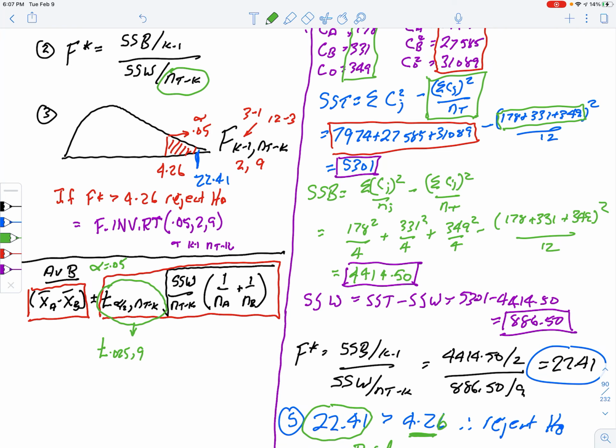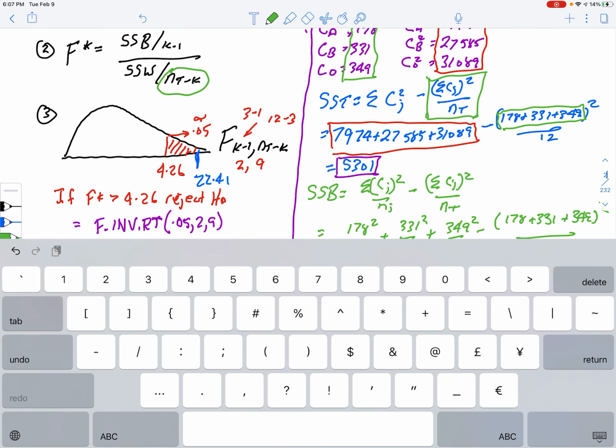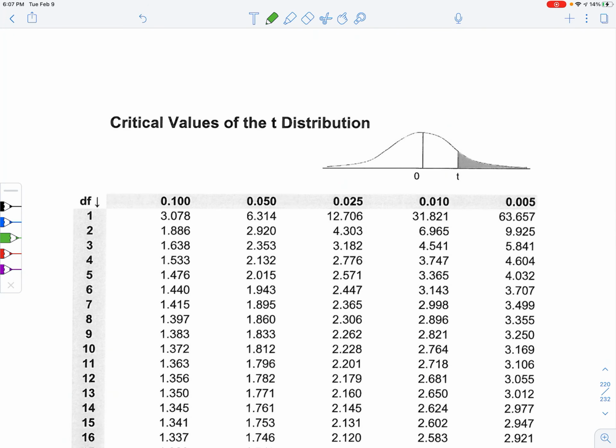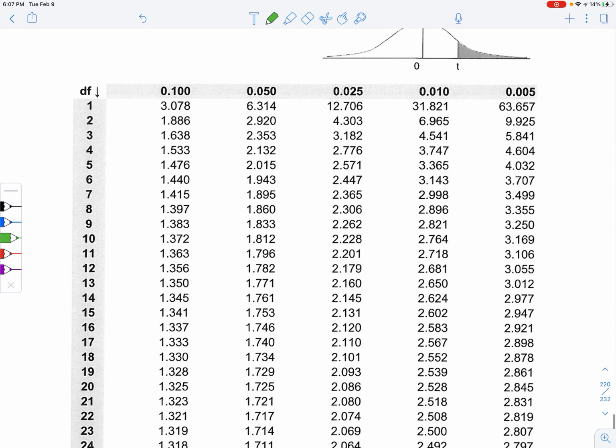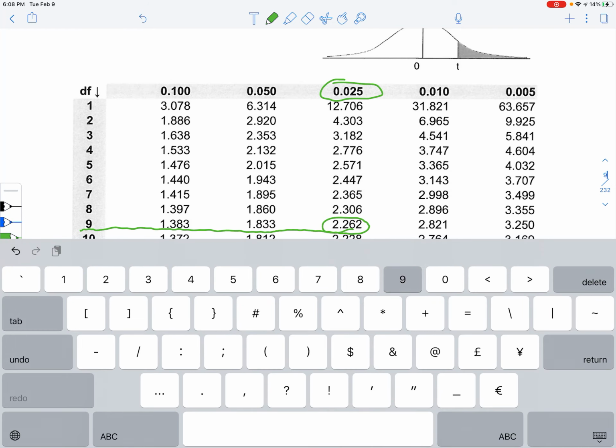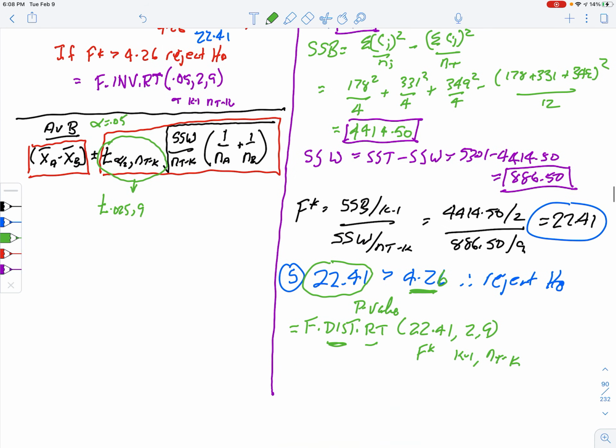So let's go down there. Here's a T distribution. Here's 9 degrees of freedom. And there's our number right there under the 2.5% column. So it's 2.262. All right, now let's take a look at plugging in these numbers here.